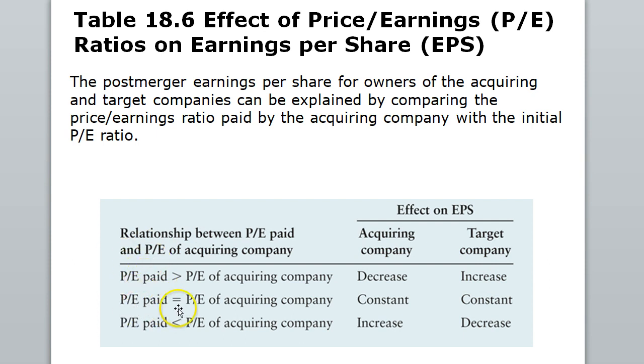If we're paying a price that makes the price to earnings level equal for both companies, then the acquiring company's earnings per share and the target company's earnings per share will be constant. If the price to earnings we pay is less for the target company than the acquiring company, this will increase the acquiring company's earnings per share and decrease the target company's earnings per share.